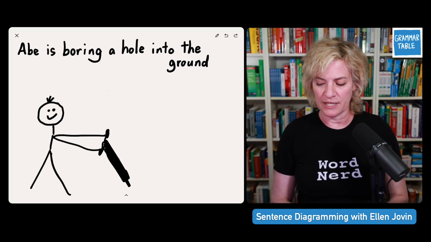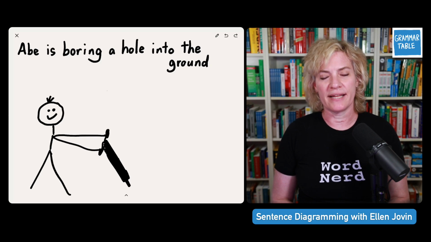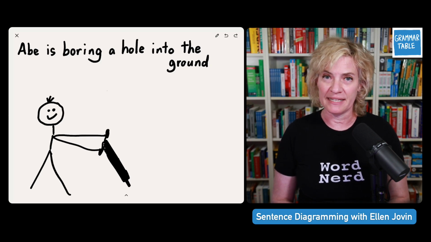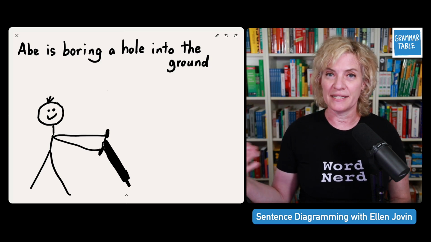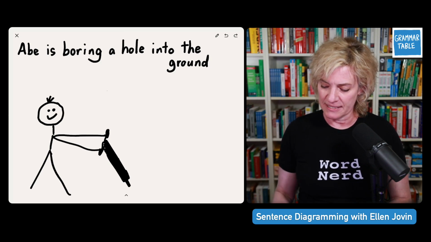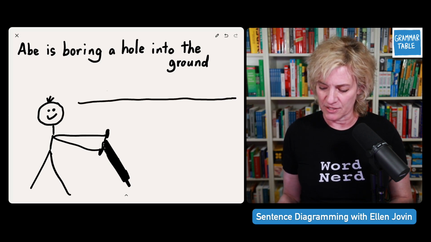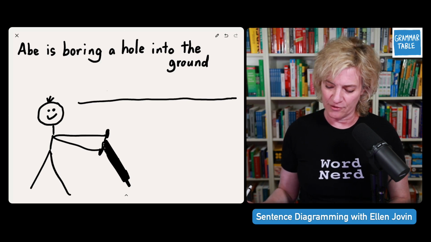Abe is boring a hole into the ground. So what is boring there? It is still a verb. It has a different meaning from the boring in the preceding example, but it is still a verb. It's an action verb here. He's doing something. So here we go. Let's draw. I just barely have room with that drill.